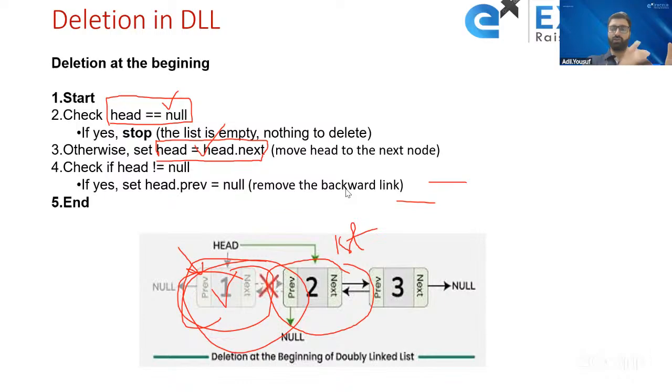to keep our doubly linked list consistent. Otherwise, if we do not write head dot next previous equal to null, it will still point to the previous node that no longer exists in the list. So for that purpose, we are doing it like that. This is how we do deletion when we have to remove the first node. I hope it is clear.